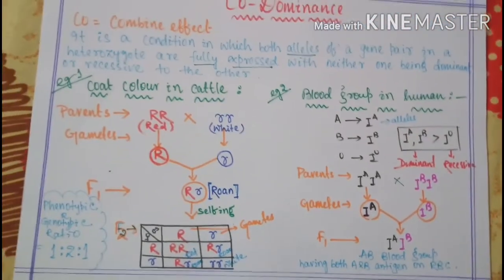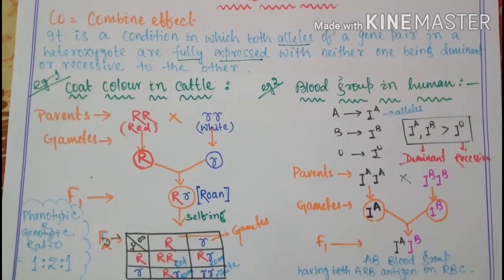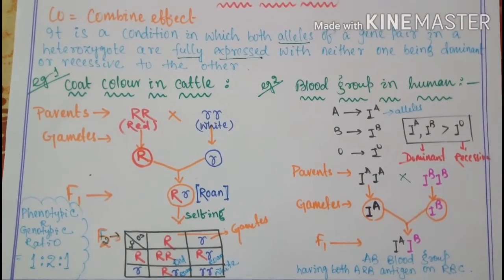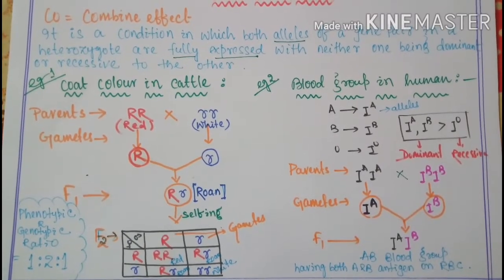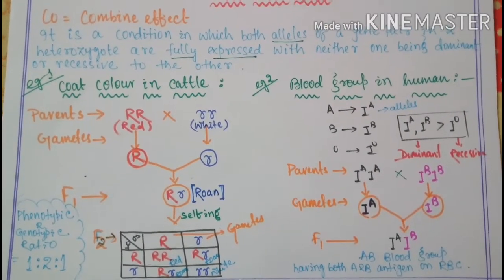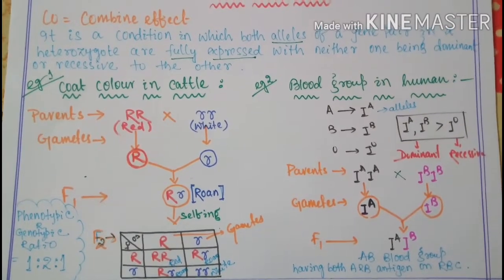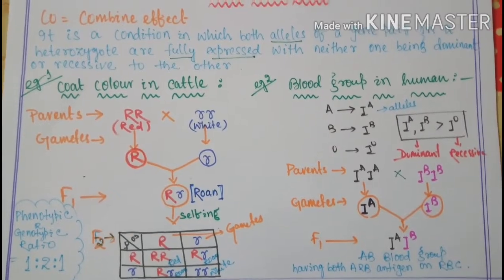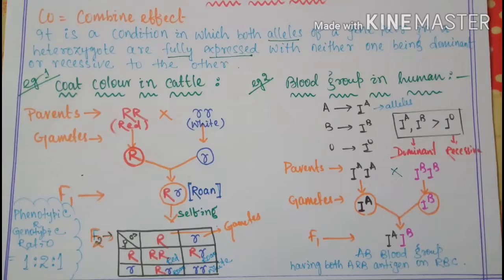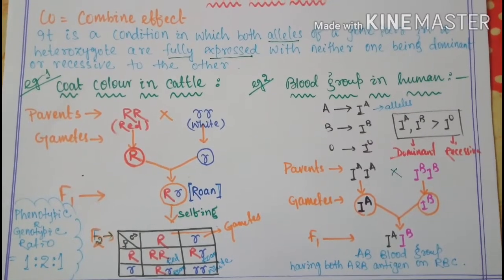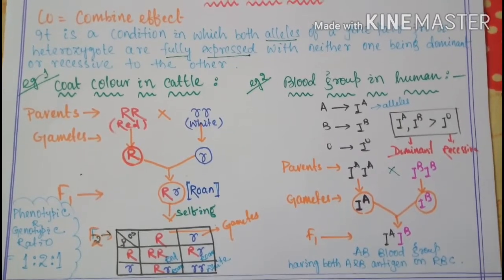Hope this video will be helpful for you to understand what codominance is and what the basic difference is between codominance and incomplete dominance. Remember one thing, in incomplete dominance there is no complete dominance, but in codominance there is complete dominance of both alleles. That means here red color is expressed, white color is also expressed. But in incomplete dominance, no red, no white, there is a new color, the pink color, that is expressed.